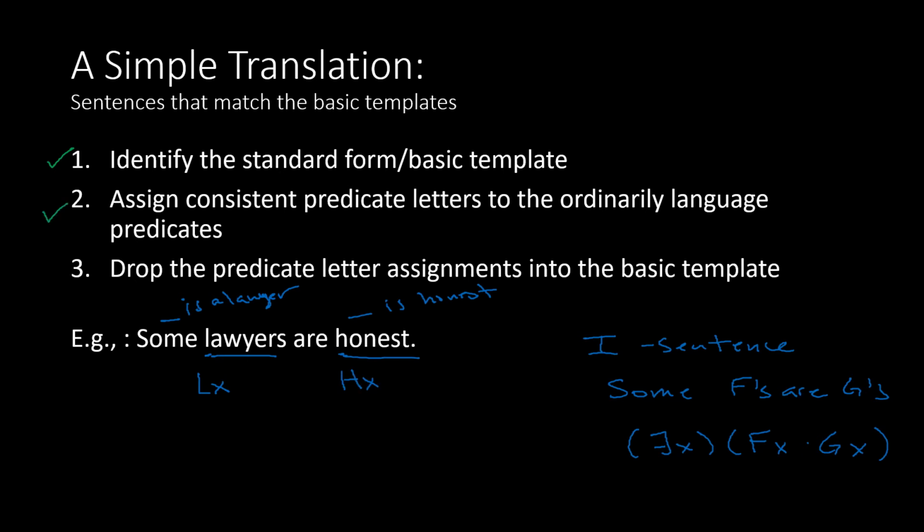x is honest. And now the last step is just to drop the predicate letter assignments into the basic template. In other words, I sentences are existentially generalized, where the conjuncts are the predicates from the sentence. So that would be Lx and Hx. And in that sense, using the method helps you avoid common errors, like translating this sentence this way, which is a much weaker translation than the one that we actually want. There's an explanation of the difference on the Predicate Logic Primer handout.